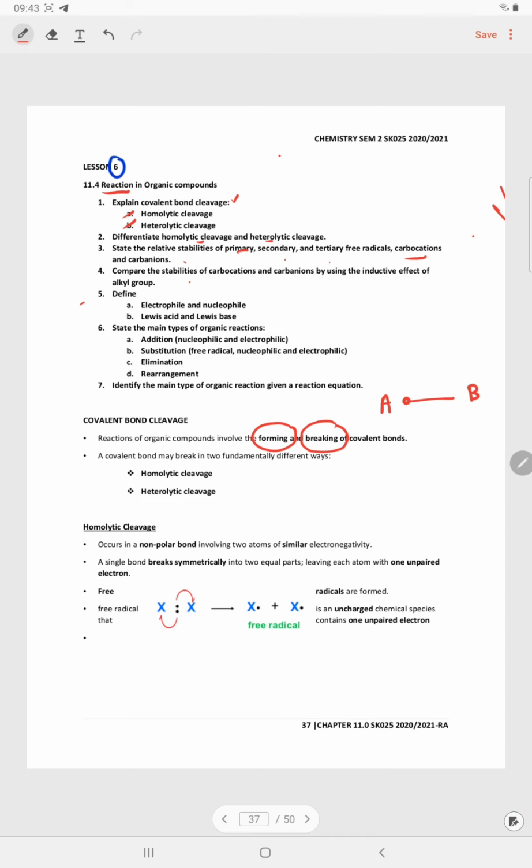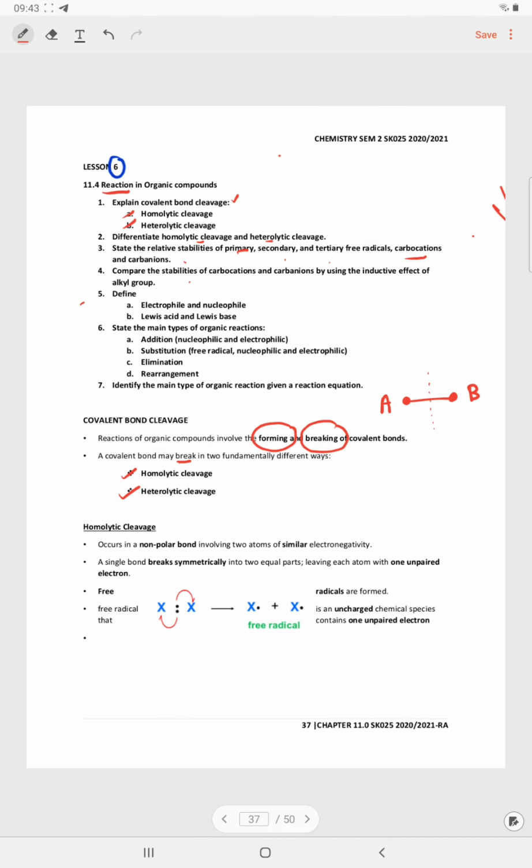So a covalent bond must have shared electrons. When the reaction occurs, this part is the breaking, and after breaking, the forming of a bond will occur again. So the covalent bond can break in two types, either homolytic or heterolytic. Okay, how do we differentiate homo and hetero?